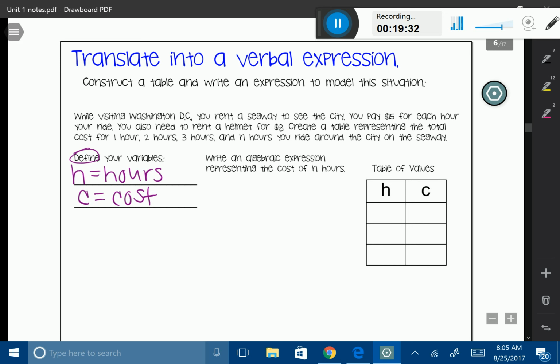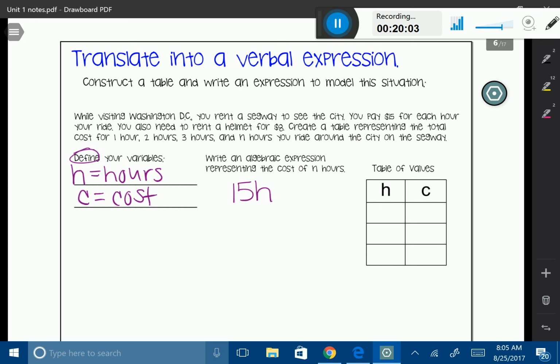Now it says, write an algebraic expression representing the cost of H hours. So it looks like for every hour, you have to pay $15 to ride the Segway. So the way we're going to represent that is 15 times H. Because if I ride the Segway for 1 hour, it's going to cost me $15. If I ride it for 2 hours, it's going to cost me $30. If I ride it for 3, it's going to be $45, and so forth.